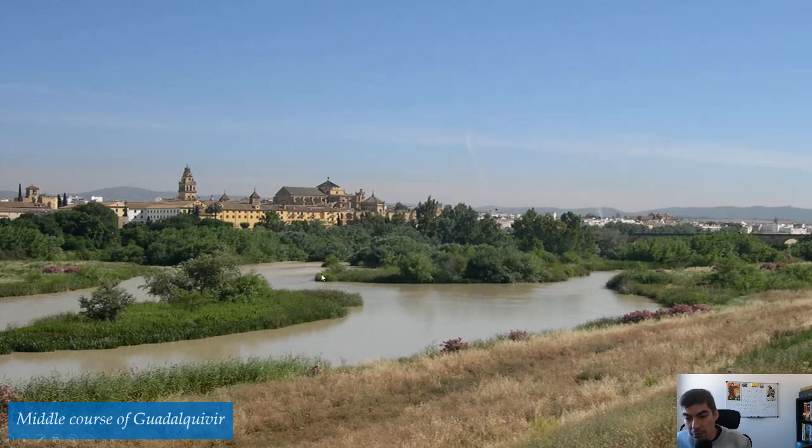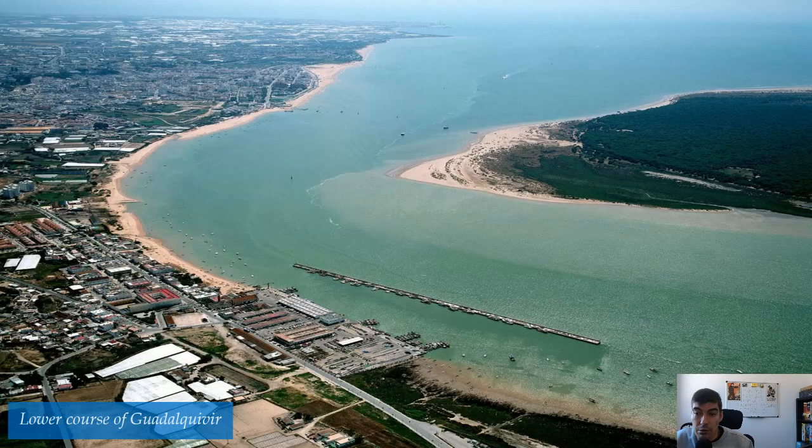Here the river gets wider, and the speed lowers. This is the Guadalquivir next to Córdoba. This is the Córdoba Mosque, or cathedral. And finally we have the lower course where the river goes into the sea, and this is the end of the river Guadalquivir, the estuary near Sanlúcar de Barrameda and Chipiona, if I remember correctly. And here the river is at its widest, and ends in the Atlantic Ocean.